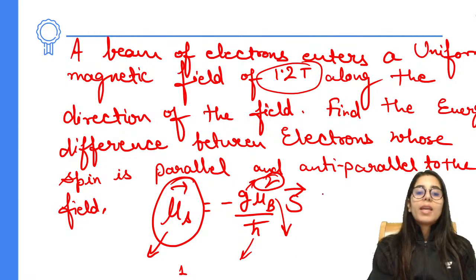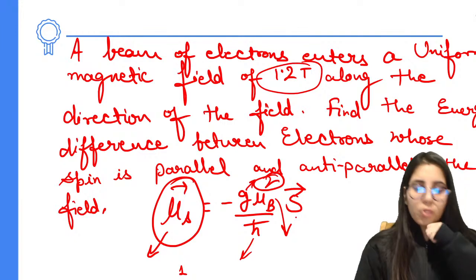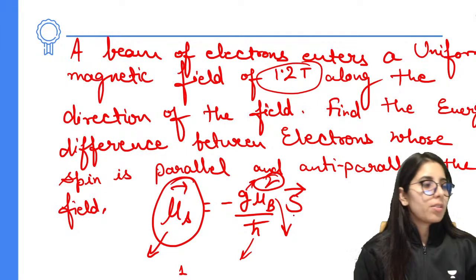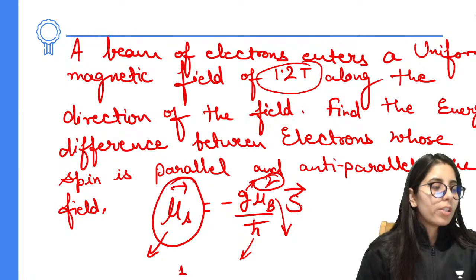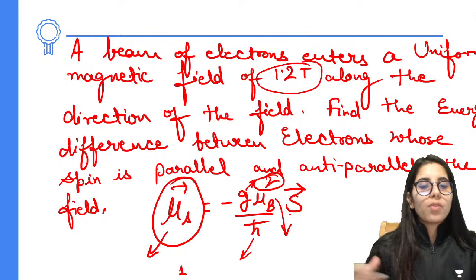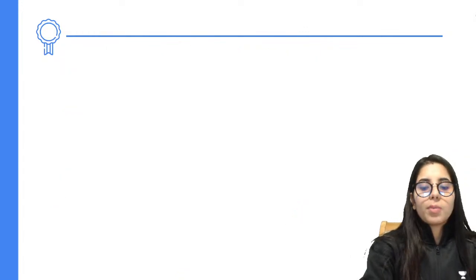So for parallel and anti-parallel spins, we will be putting the s values, the small s, respectively: 1 times 0 and 1 times 1 you can put. And just by finding the difference, the energy difference, the overall energy formula will be in terms of mu s.